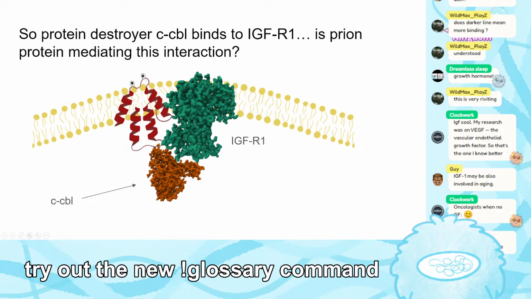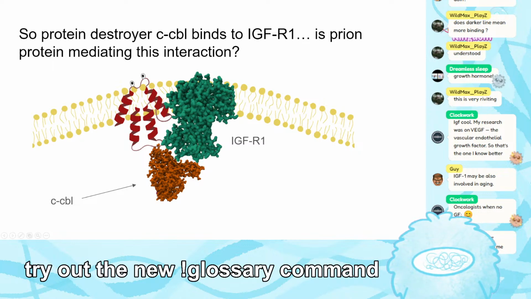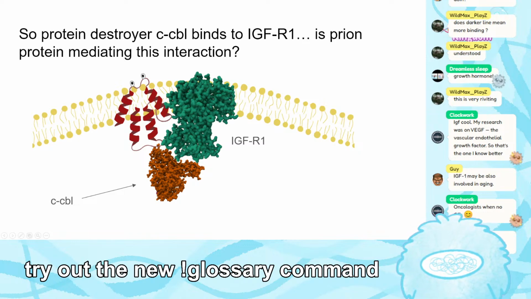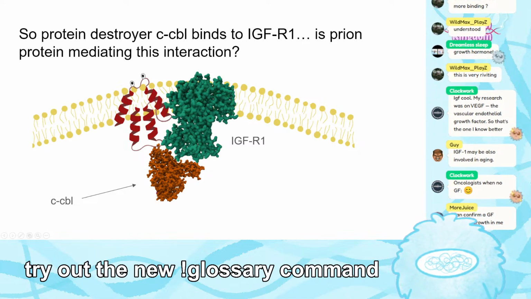All right, so the protein destroyer CBL binds to this insulin-like growth factor receptor. Is prion protein mediating this interaction? So we have a tripartite system with three components, right? And so we know that the prion protein does bind this, but do they all bind together? That's the question here.